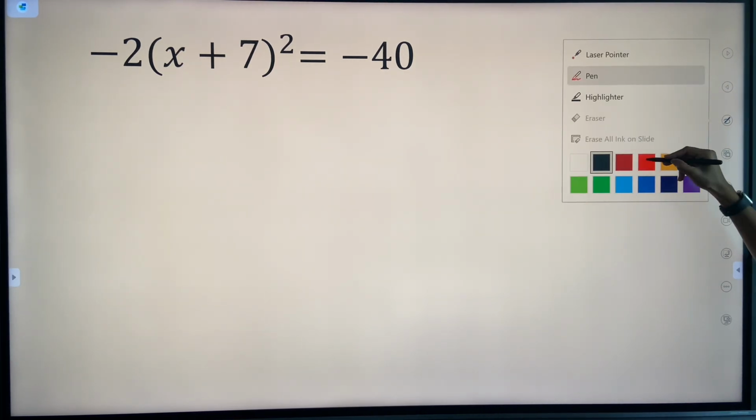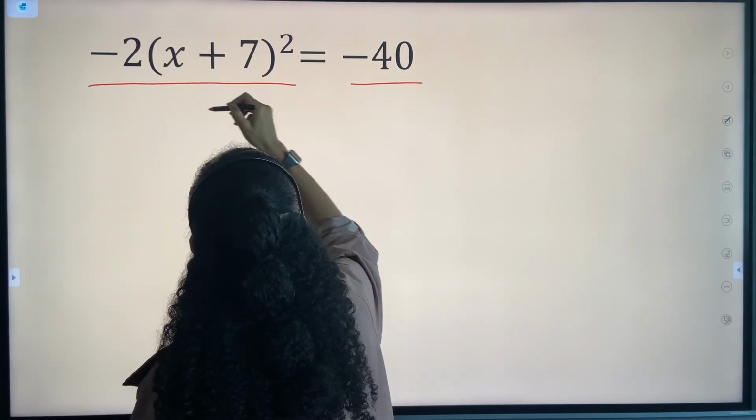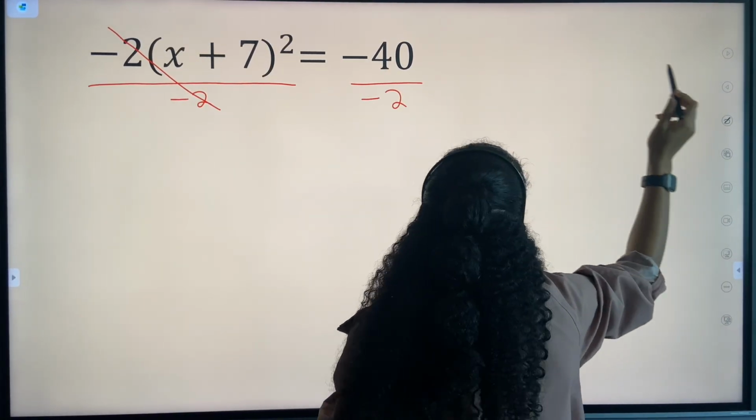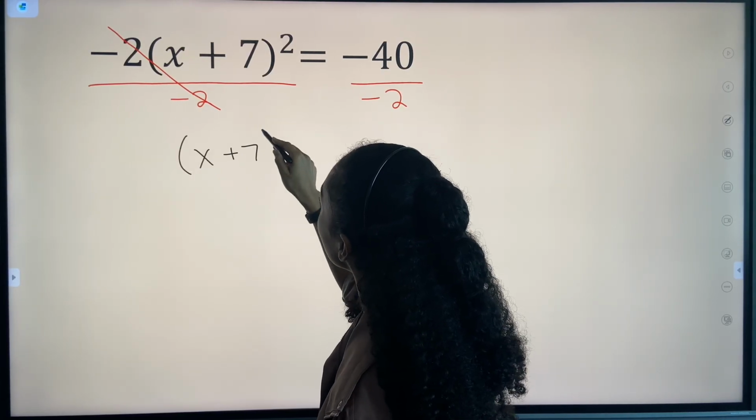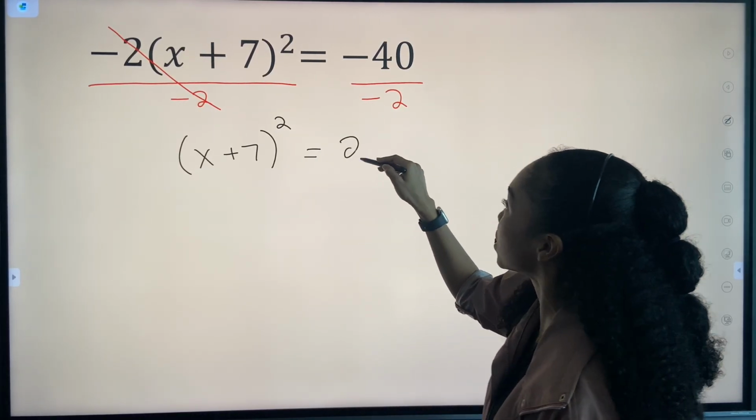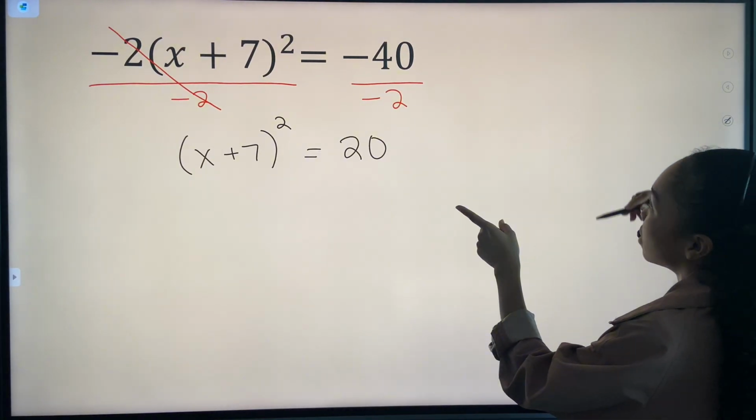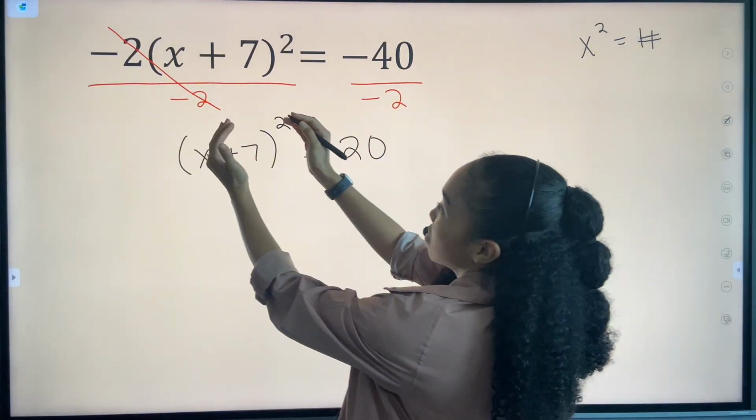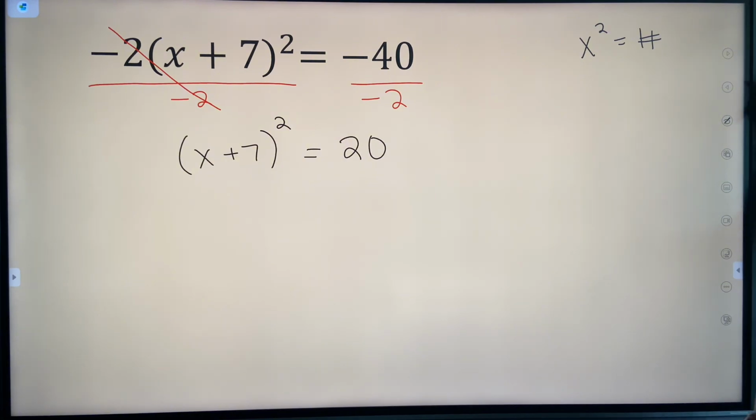Okay, so the first thing you need to do is divide both sides by a -2. So I am left with x plus 7 squared equals 20. And that's the format that I want it in. I want the x squared equaling a number. So I have something squared equaling a number. So that's the first step.